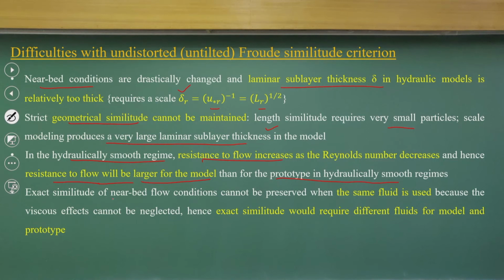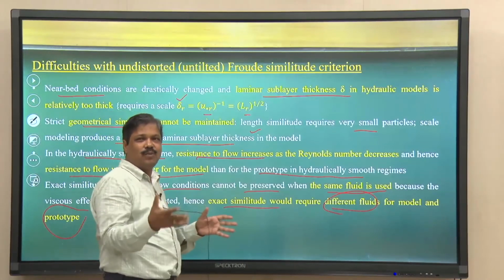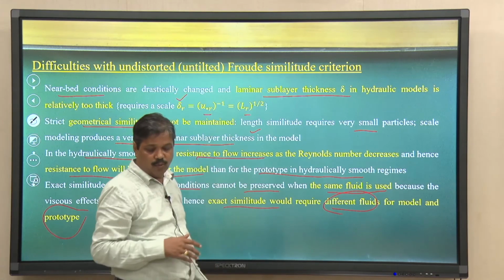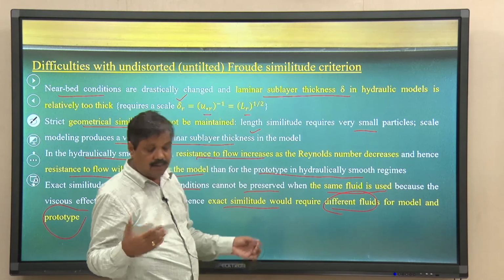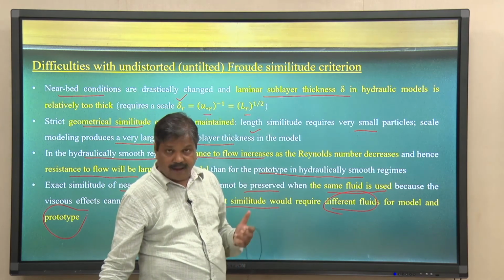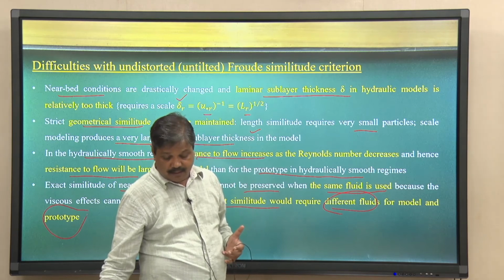The exact simulation of near-bed flow conditions cannot be preserved when the same fluid is used. You just try to understand it. The viscosity effect cannot be neglected. Exact simulation would require different fluids for the model and the prototype. That means the river may have water, but you could use other materials with which you can satisfy the flow resistance similitude, so that the same ratio can be maintained at the model level as at the prototype level.